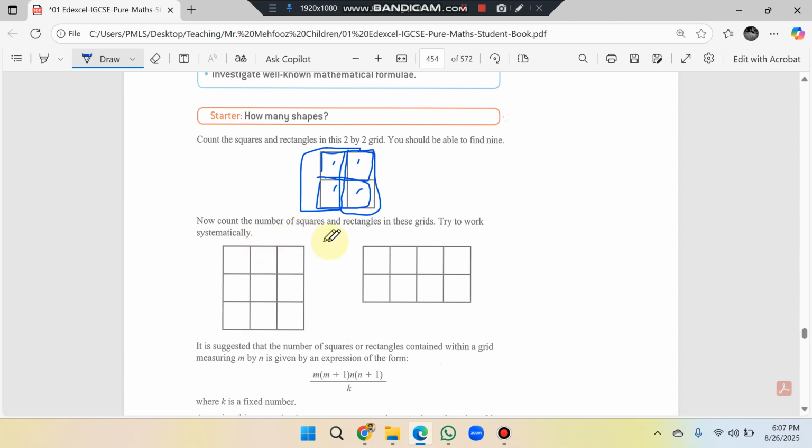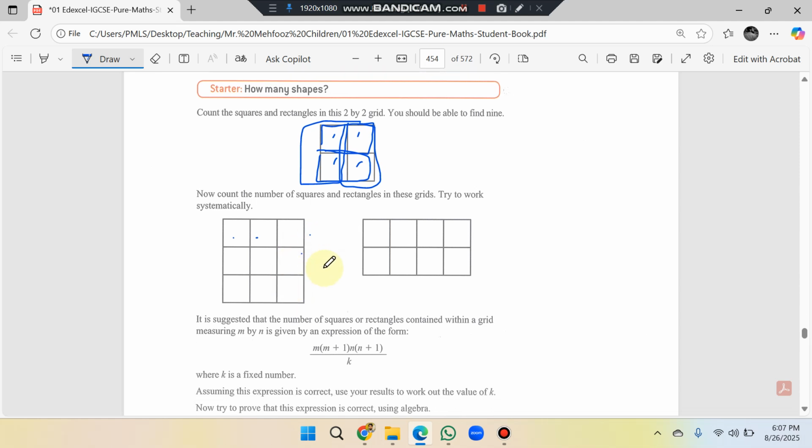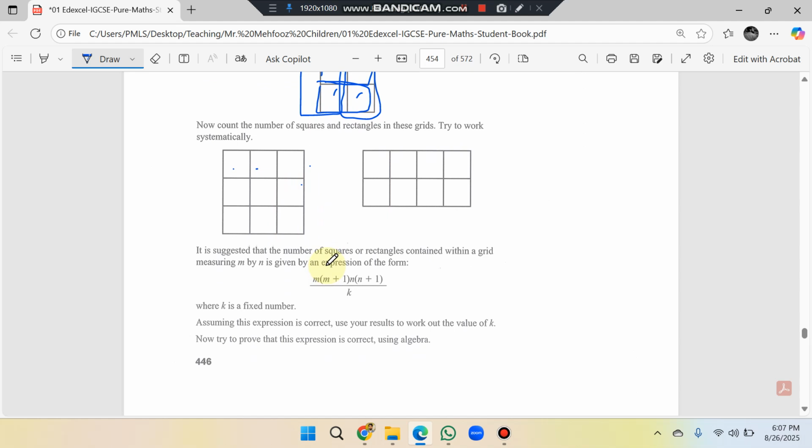Now count the number of squares and rectangles in these grids. Try to work systematically. So this is a little bit difficult task. First of all, 9 are small, then we have to find also the other boxes, then find the value of the exact number also for this, right?